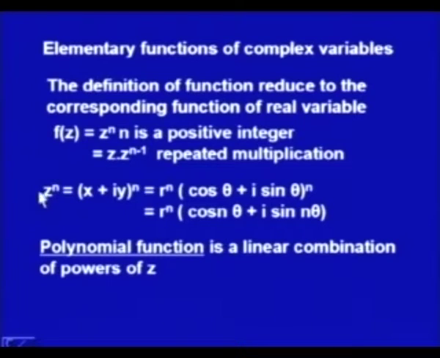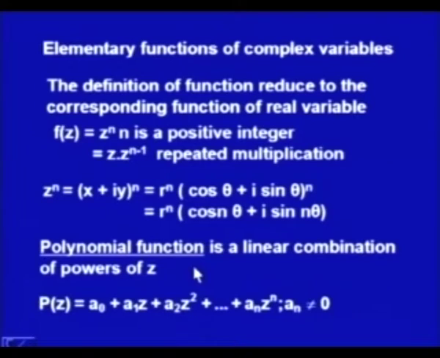Once we have defined z raised to power n, we are in a position to define a polynomial function. A polynomial function is a linear combination of powers of z, and we write it as a0 plus a1 z plus a2 z square plus up to a_n z^n, where a_n is not equal to 0. It is a linear combination of powers of z, meaning we have z raised to power 0, z raised to power 1, z square, up to z^n, and then we take their linear combination, that is each term is multiplied by a constant and then added.